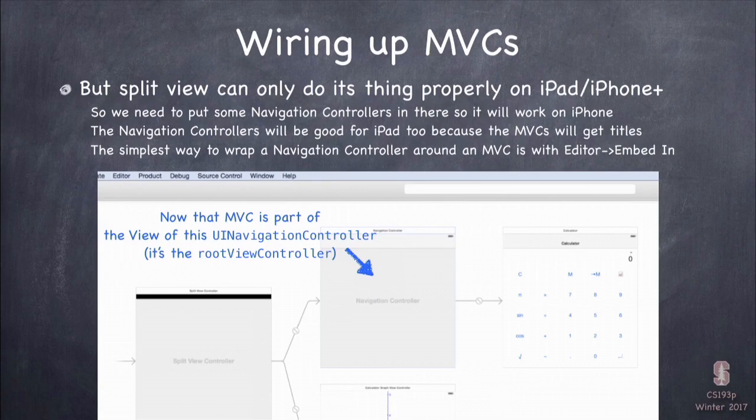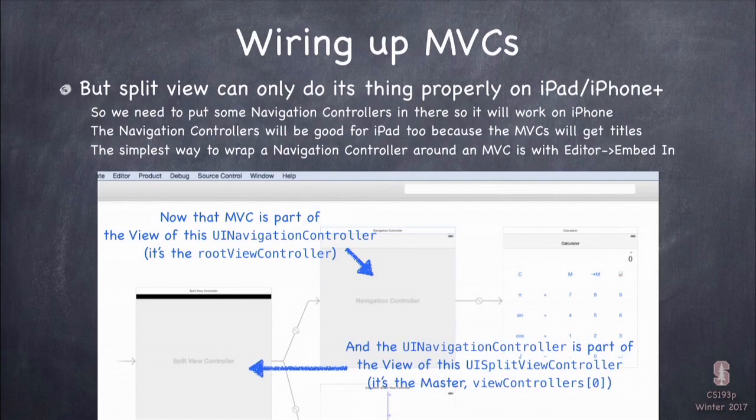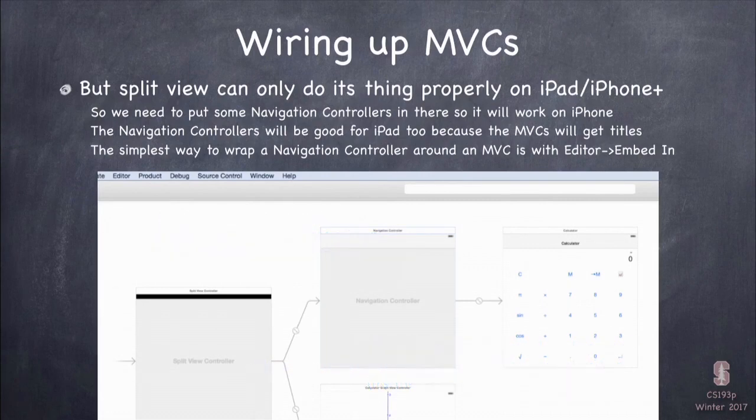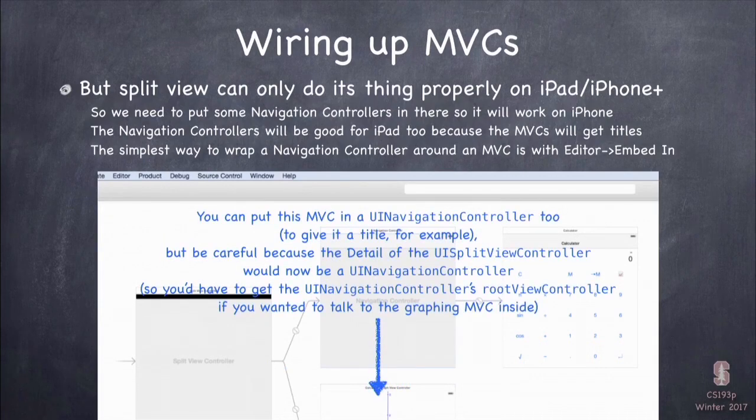Now you can also do the same thing. Oh yeah, and so the UI navigation controller is the master as I talked about. So you can do the same thing with the detail. Now why would you ever do that with the detail? Because you've already done it with the master, and so you got to click in the master to get to the detail, so you're kind of already going to be in a navigation controller, and that's true.